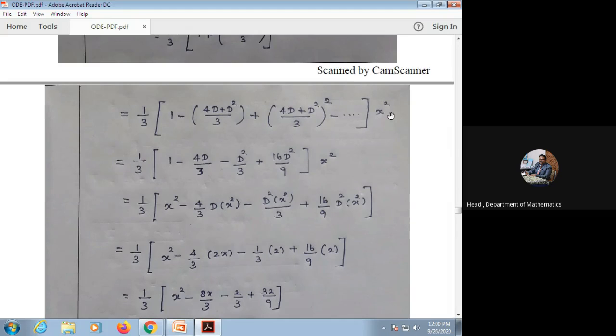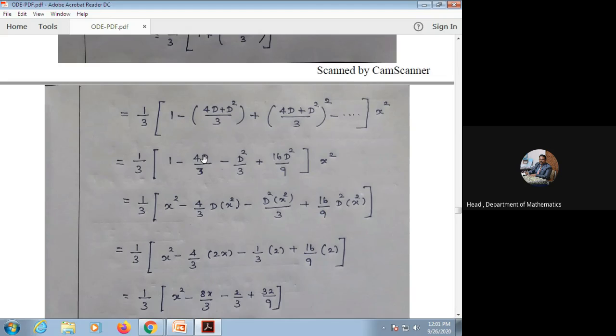But for the outside x squared, what is the derivative of x squared? The first derivative is 2x. The second derivative of x squared is 2. The third derivative of x squared is 0. So we get only two results. The first derivative of x squared is 2x and the second derivative is 2. The third and fourth derivatives are 0. We have to use the first and second derivative terms only.